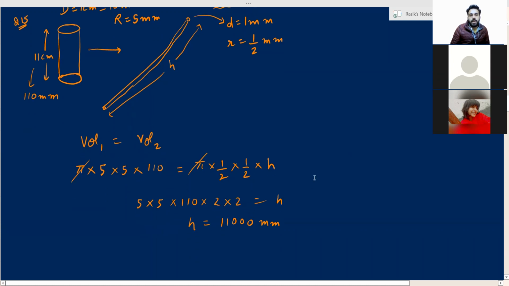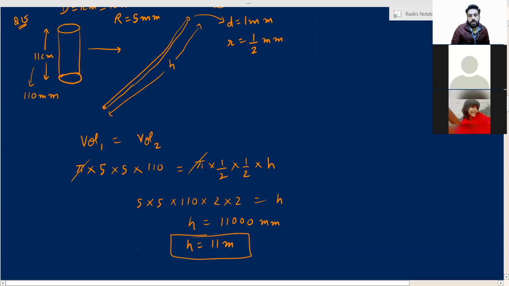This is the height of the wire in millimeters. If you change it into meters, then it will be 11 meters. By dividing it by 1000, we can get it in meters. So the wire will be of 11-meter length. This will be the length of the wire. Understood, all of you? Yes, sir.